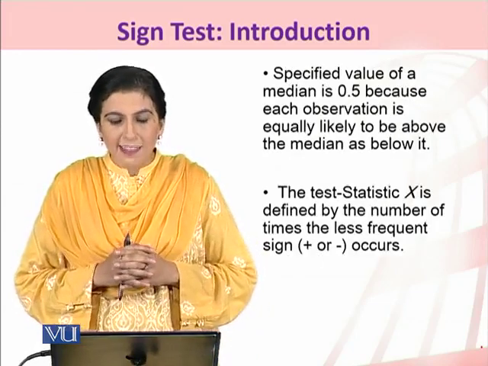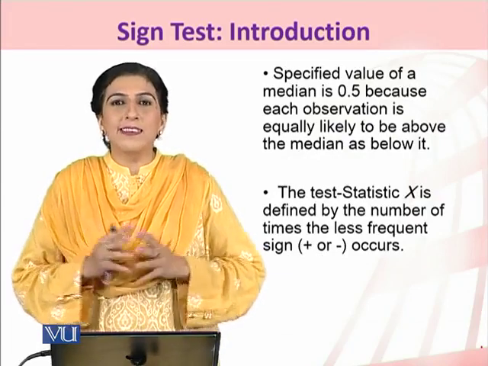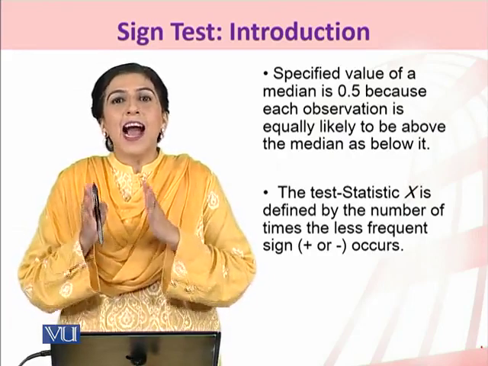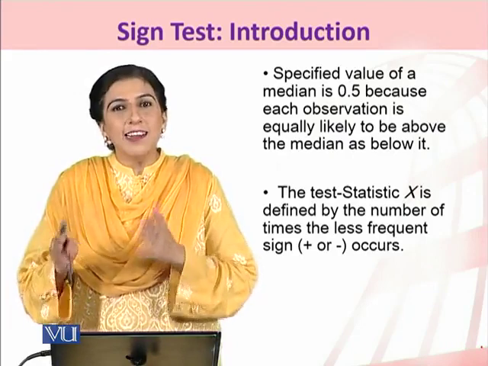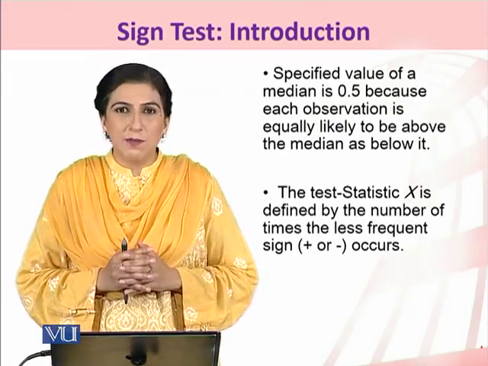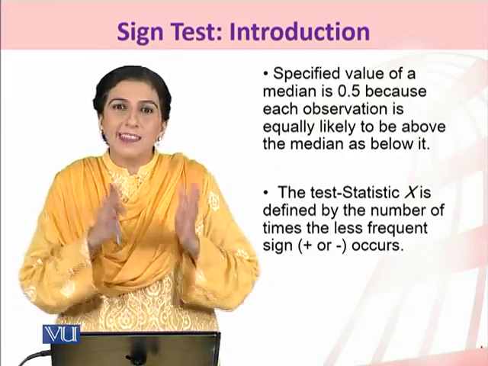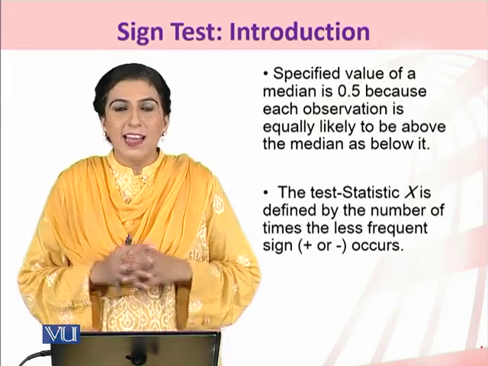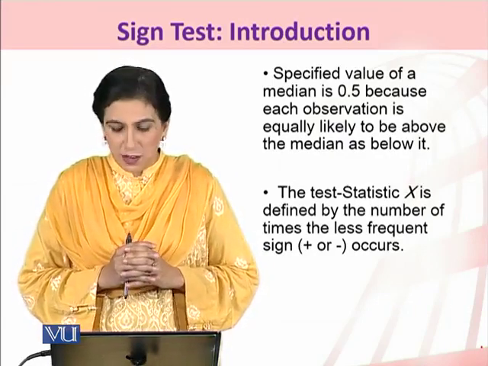So the sign test considers that the median value is being taken as 0.5, assuming that half of the values are below the median and the other half are lying above the median. So we are considering under our hypothesis that the number of plus signs we have is equal to the number of negative signs. So that is what we are going to test about a single population.